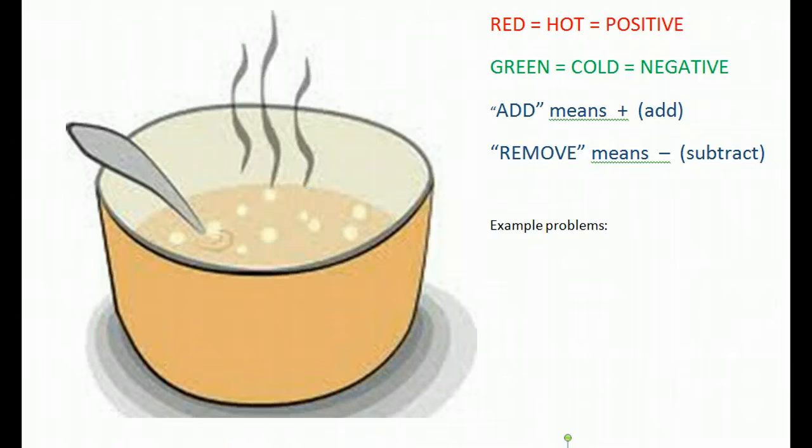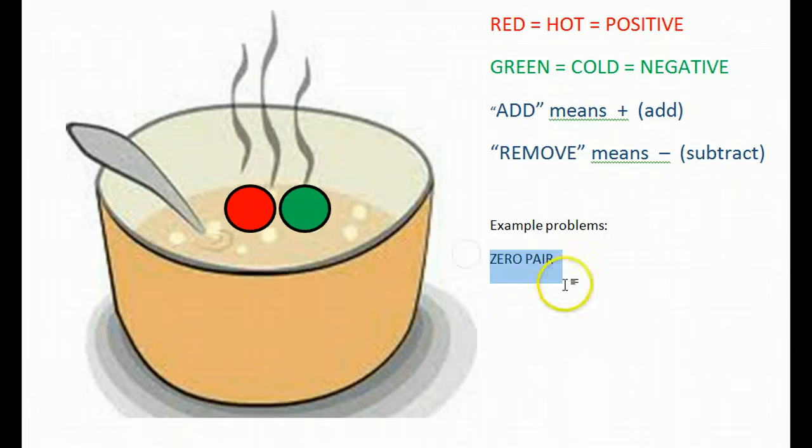And here's an important concept. If I put in a cold, that's the green, and a hot cube, I have not changed the temperature at all. That is a 0 pair. That'll be very important for understanding this. So, let me get these out of here. Let's say our first problem here is a word problem.